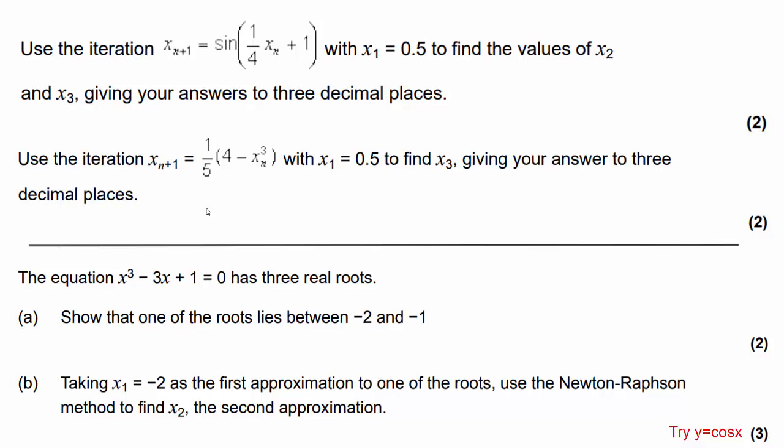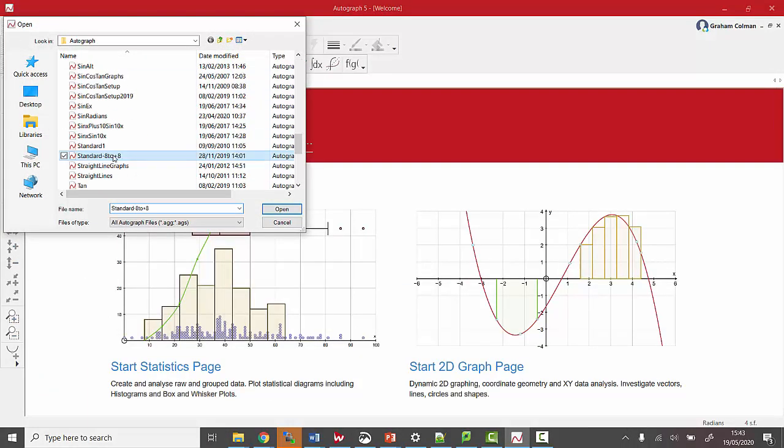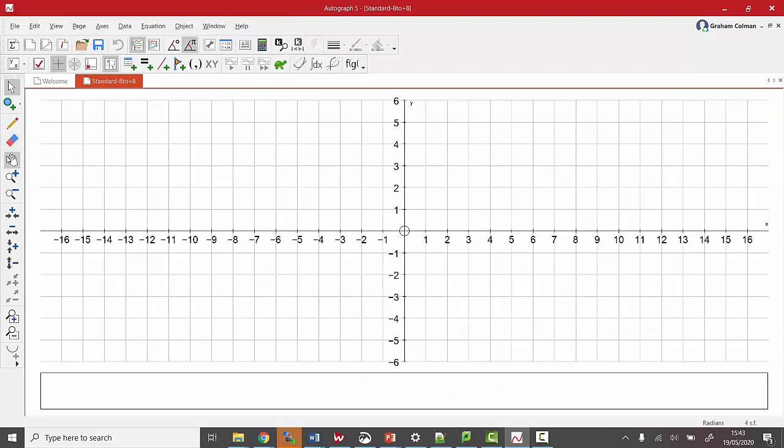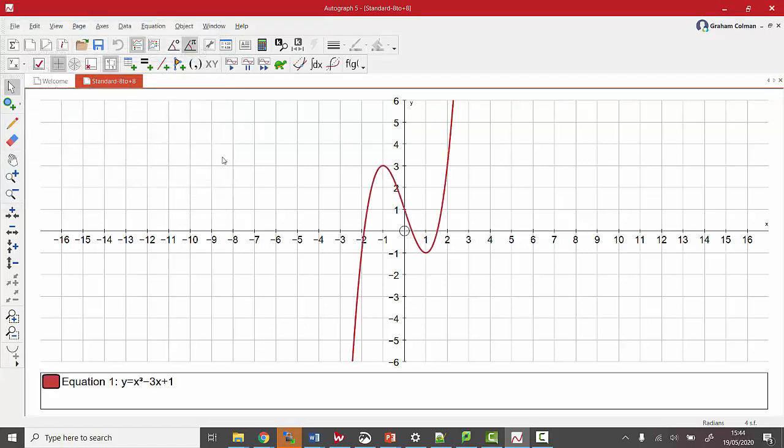X cubed minus 3x plus 1 equals 0. So this time we're going to do it by doing a Newton-Raphson iteration. So I'm opening up my standard graph. I'm going to type in the equation y equals x cubed minus 3x plus 1, which gives us this equation here. We're told to take x is equal to -2 as our first point.